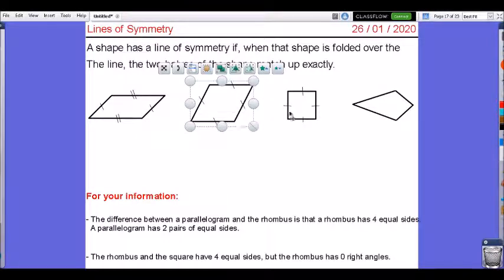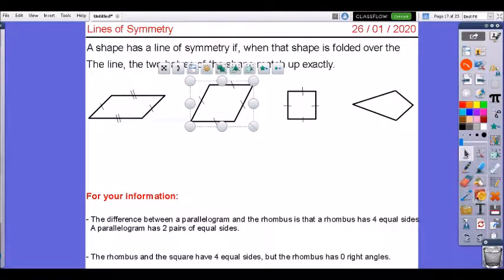What about the square? Mr. Ahmed, a square also has 4 equal sides, exactly like the rhombus. How can I know the difference? Well, the only difference is that in a square, the 4 angles are right angles, but in a rhombus, 0 right angles. And this is here the second line. The rhombus and the square have 4 equal sides, but the rhombus has 0 right angles. And the last shape that we have over here is a kite.